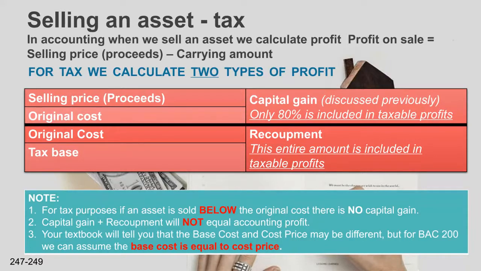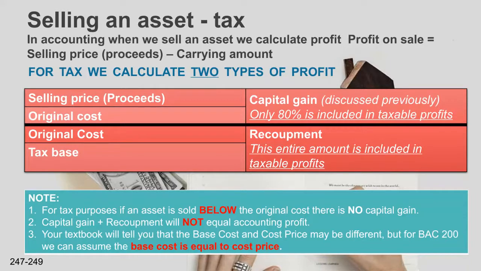Does everybody understand why we need two profits for tax purposes if we sell above original cost? Does everybody understand that we need the capital gain portion as well as the recoupment portion? Okay. Right. So some people are getting it. If you're not getting it, if you don't understand why we need two profits, just let us know.